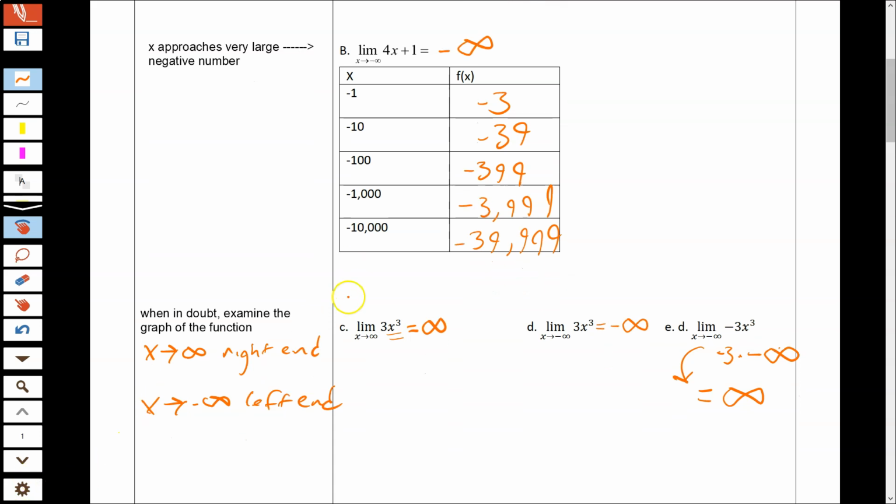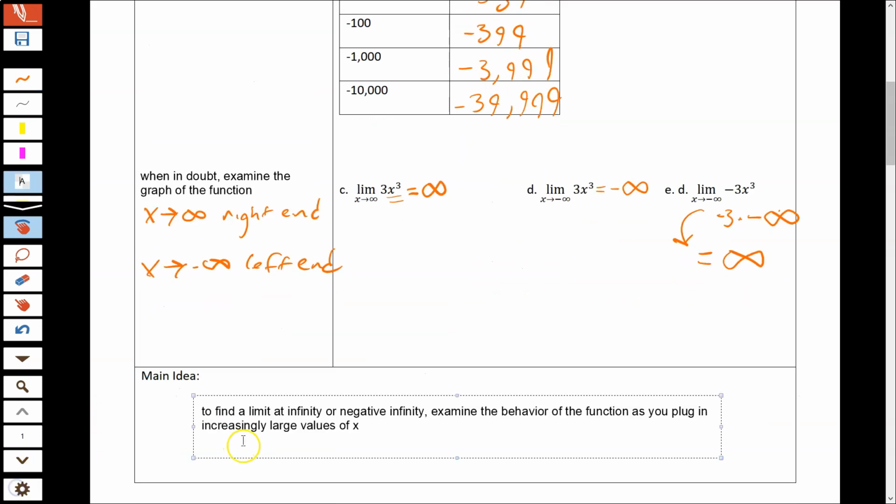Okay. So the main idea here, and this is true for all functions, is to find a limit at infinity, you're examining the behavior of the function as you make x really big. And you can do that using a table or using the graph, or just using your brain. Now is a great time to make sure you have all the notes, and then we're going to move on to a little bit more complicated examples as we do.